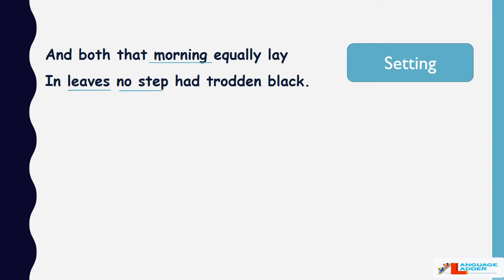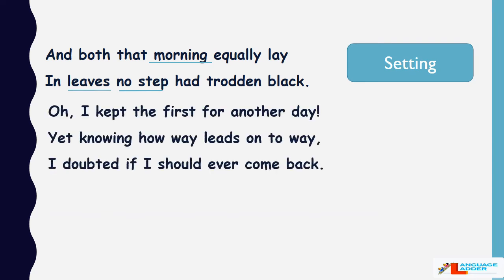Let's move to the next part of this stanza. Oh, I kept the first for another day, yet knowing how way leads on to way, I doubted if I should ever come back. So what do you think the poet is trying to say here? Is he sure that he'll come back and take the other road sometime in the future?